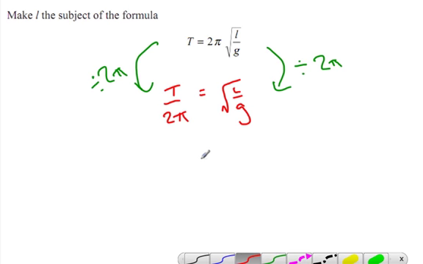All right. Now, if we want to get rid of our square root, undo the square root to get the L, we square both sides of the equation. Okay, so we need to get this. And it's all squared. Exactly.